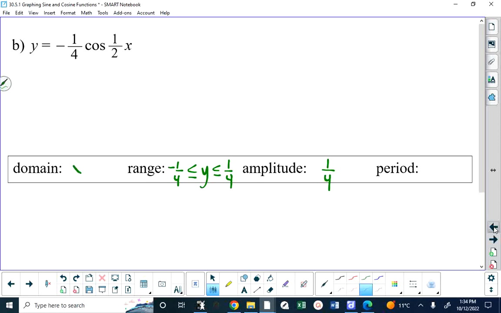The domain, of course, is any real number. The period is 2 pi over a half. Sooner or later, you should be able to see that that's 4 pi. You shouldn't need to multiply top and bottom by 2 all the time or multiply by the reciprocal.